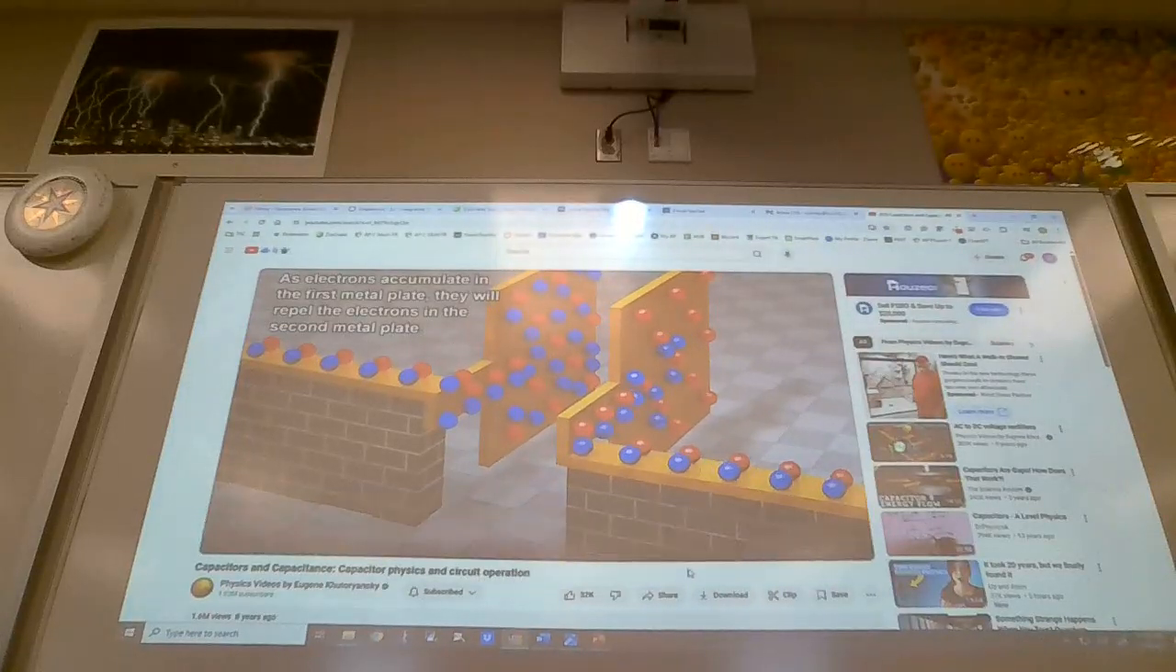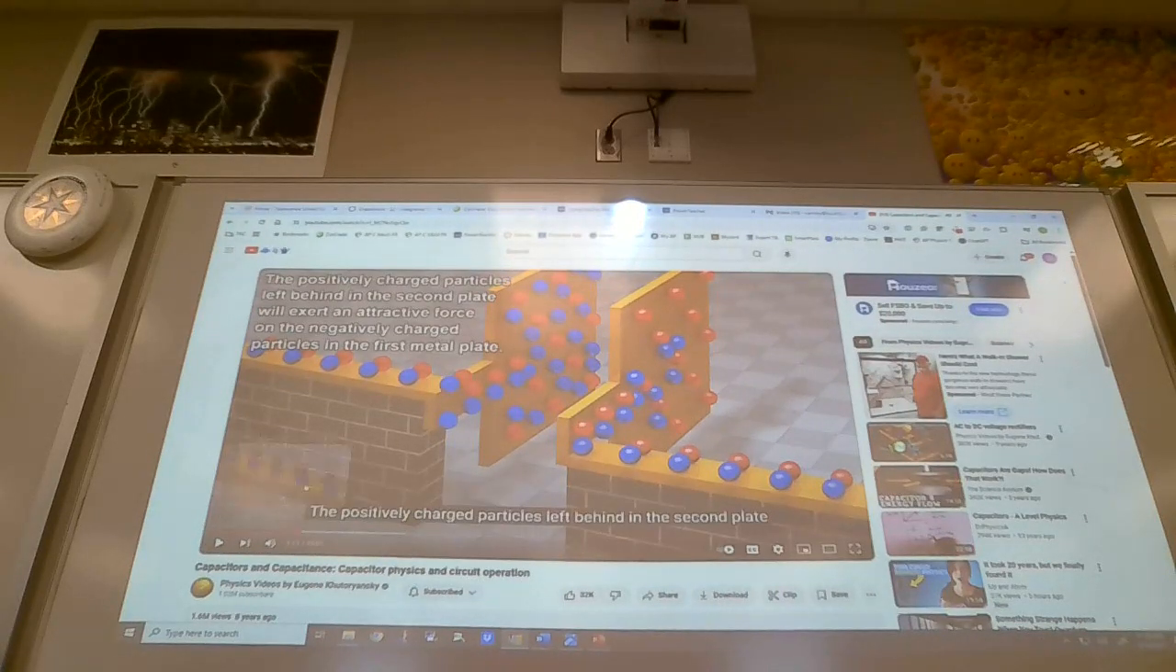Okay, here's RC circuits. RC circuits stands for resistor capacitor circuits.